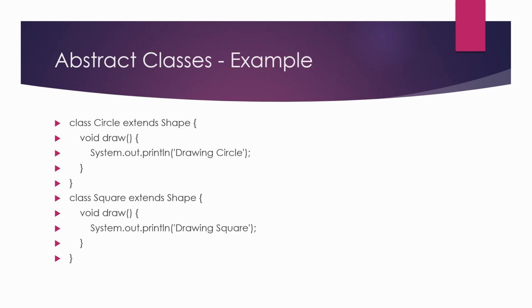Let's take a look at how we implement abstract classes. In this example, we have two derived classes, circle and square, both of which override the draw method to provide specific implementations. The shape class defines the structure, but it's the subclasses that provide the detailed behavior.